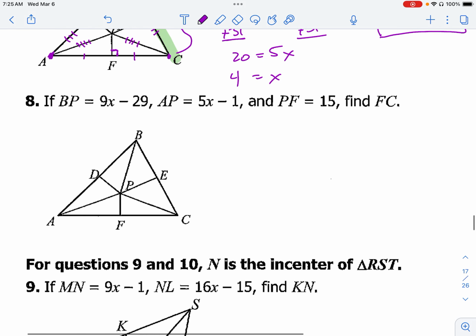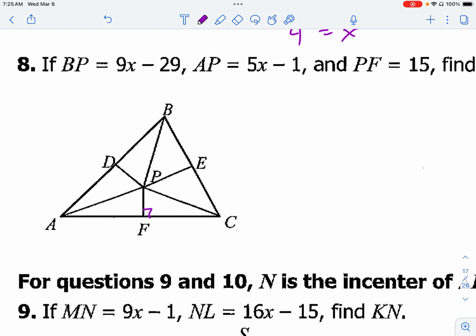Question 8, still dealing with a circumcenter. So still perpendicular bisectors, equidistant to the angles.